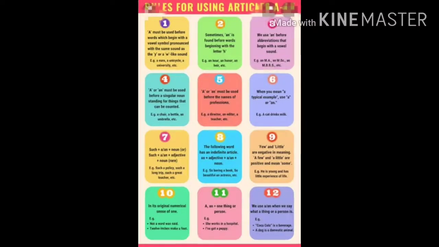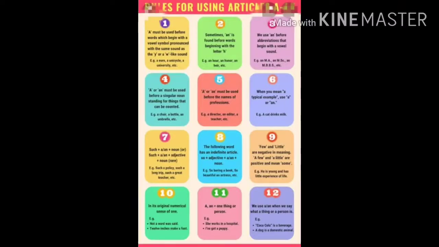12th and the last point which we have to keep in mind in order to use a or an, that is, we use a or an when we say what a thing or a person is. Like for example, Coca-Cola is a beverage. A dog is a domestic animal.